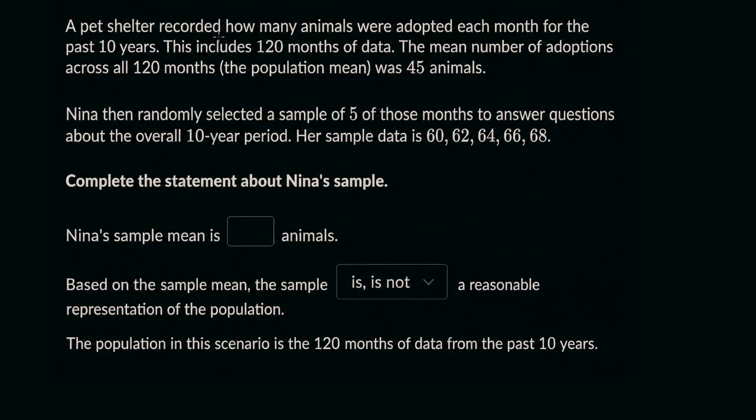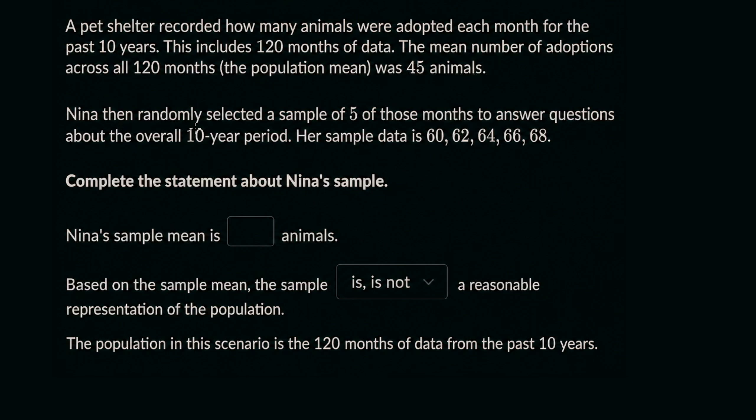A pet shelter recorded how many animals were adopted each month for the past 10 years. This includes 120 months of data. Yeah, that makes sense. 10 years times 12 months per year. The mean number of adoptions across all 120 months, the population mean, was 45 animals.